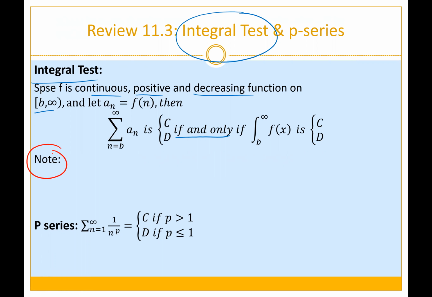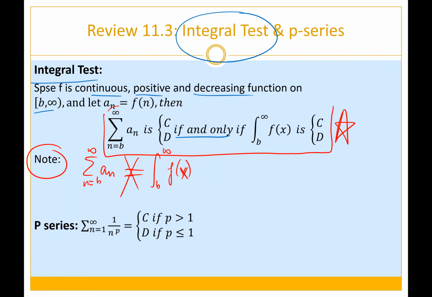Now, based on this, a lot of you might make the mistake of thinking that the series from n equal to b to infinity is equal to the integral from b to infinity of f(x). This is not right. These two only have the relationship given by this theorem, and nothing in this theorem allows you to conclude that the series is equal to that integral.